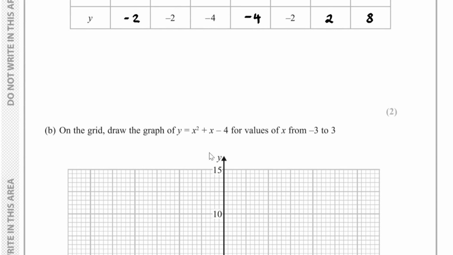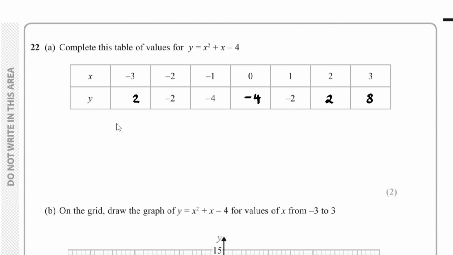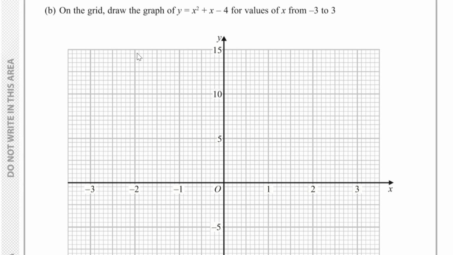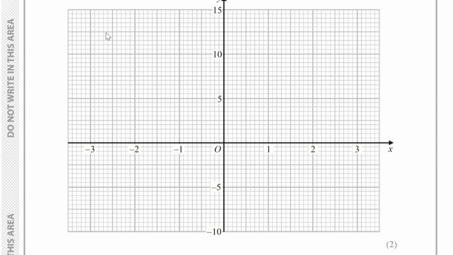And then for part B of the question, we have to draw this graph between -3 and 3. Rather, this should be just 2. So, if we plot this on a graph, when x is -3, y is 2, so we've got 1, 2 shown here. Then when x is 2, y is -2, so here we've got -1, -2 will go over here. Then when x is -1, y is -4, so -4 is here.